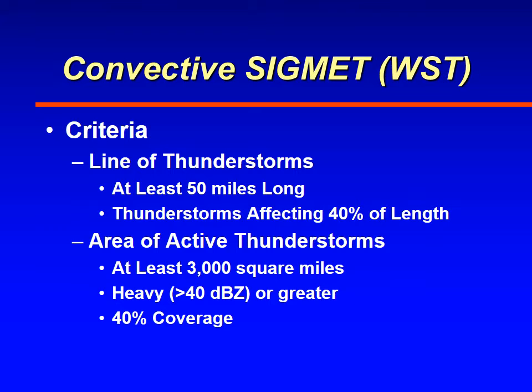And then the final criterion for convective SIGMETs is an area of active thunderstorms. So it could be just generally thunderstorms, but they have to cover an area more than 3,000 square miles, which is your 50 by 50 square box. It's a nautical mile square box, that is. And then their intensity has to be greater than 40 dBZ, which air traffic control classifies as heavy. And then they need to cover at least 40% of that box.